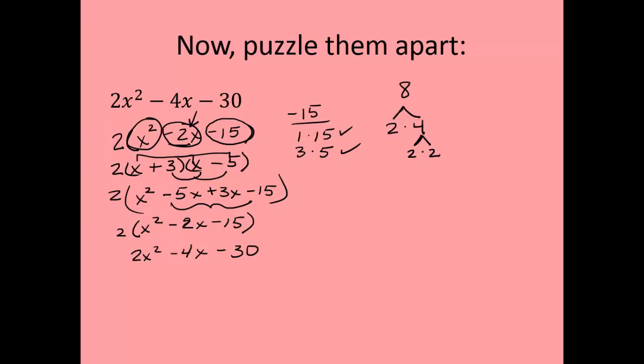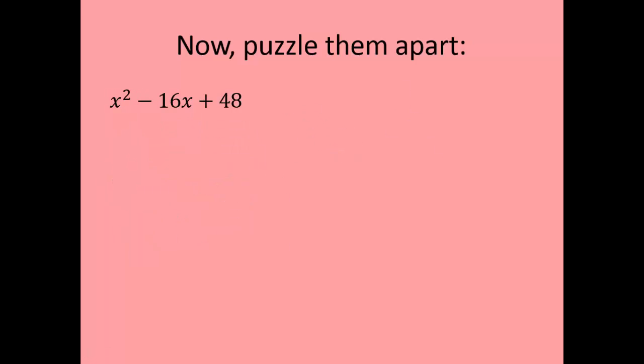Is that the original problem? Yes, it is. Therefore, the most factored form was right here. This is the answer with all the squiggle marks on it, preferably. Here's the last one we're going to try today. First, check for a greatest common factor. I don't see anything because x squared just is 1x squared and 48 doesn't have an x.